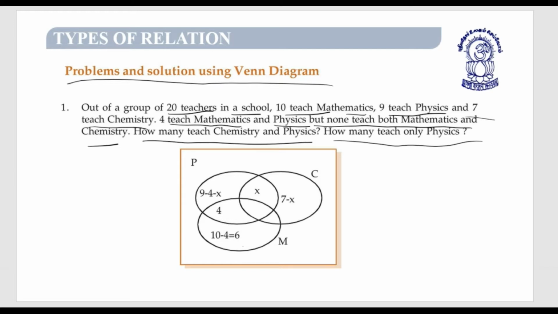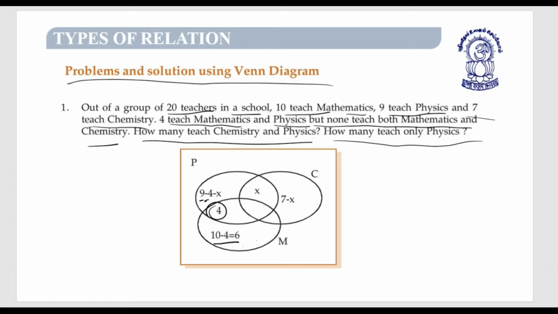Here, total group of 20 teachers. 10 teach mathematics and 4 teach mathematics and physics. So 4 for maths and physics, and 10 minus 4 is equal to 6. Here, 9 teach physics, 4 teach mathematics and physics, so 9 minus 4.